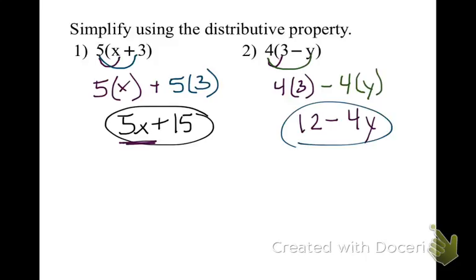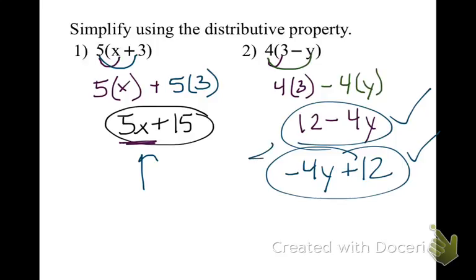So if you have this as an answer, it's okay. But I like to see it a little prettier. It'd be negative 4y plus 12. We like to have our variables out in front. So either answer is okay, but I prefer this answer.